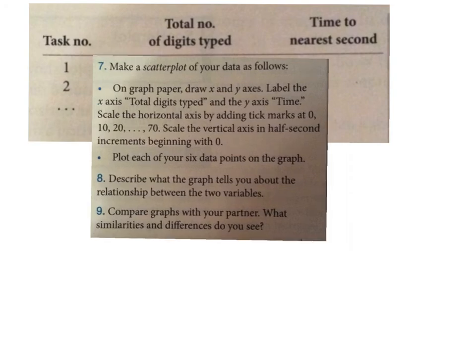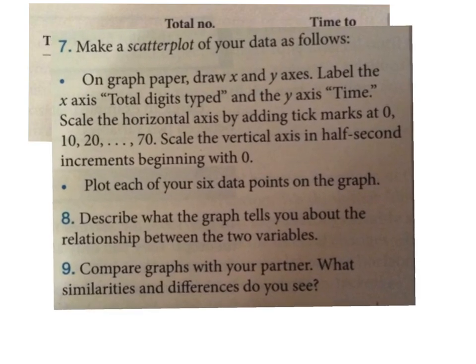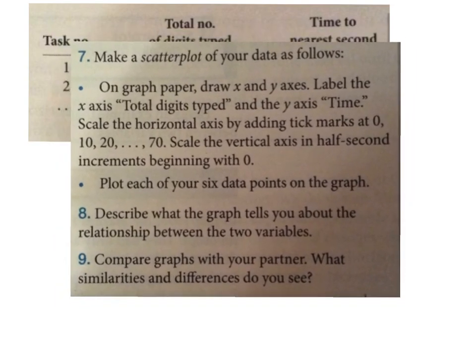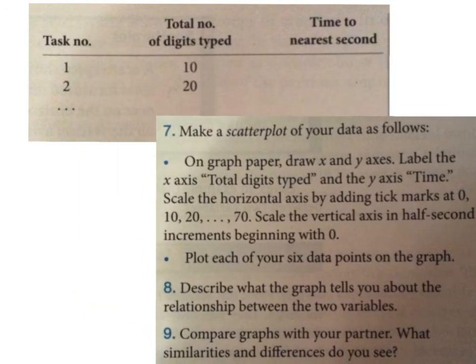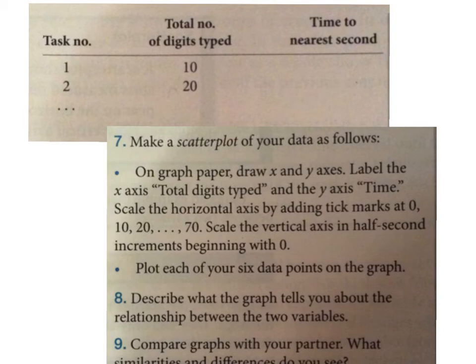Now let's read the little statement down below. Alright, this statement says, make a scatter plot of your data as follows. On your graph paper, draw X and Y axes and label the X axis total digits typed. Okay, so that means these are going to be your X's. And the Y-axis is the time, so this is going to be your Y values. Remember to label your axes as well, and also give your scatter plot a title. You can do this on your own sheet of paper.